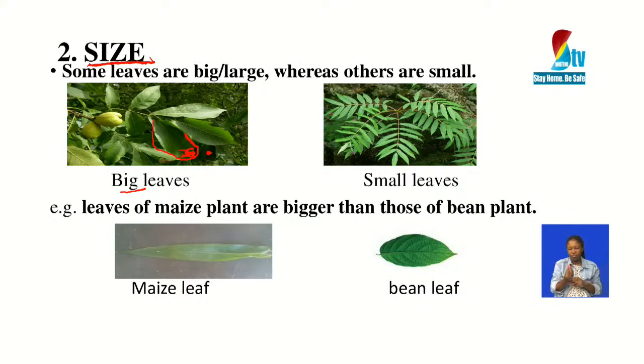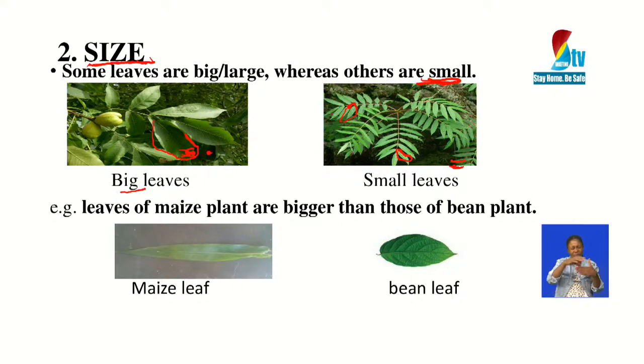So this picture shows us that these leaves are small. You see, these leaves are small, which means leaves are not all the same size. Some are big and some are small. So, for example, leaves of maize plants are bigger than those of a bean plant.